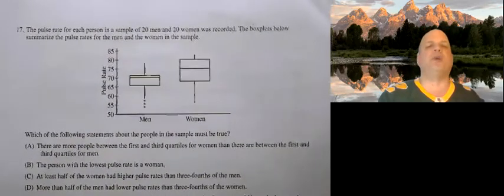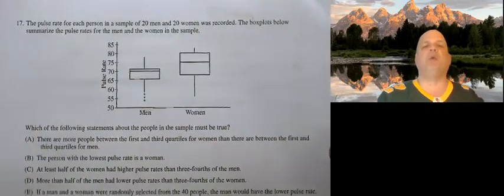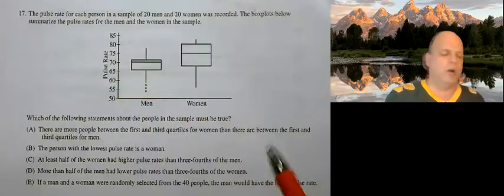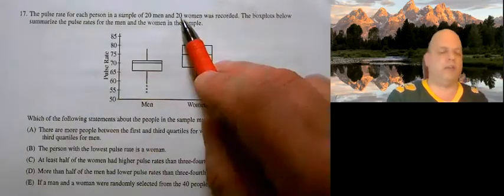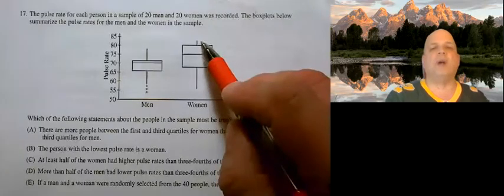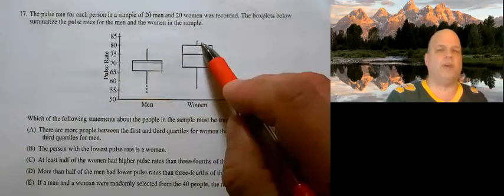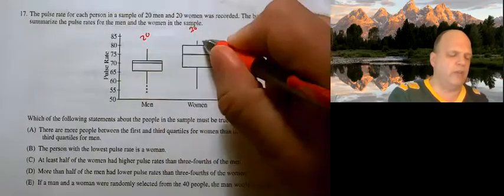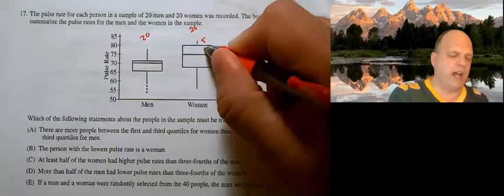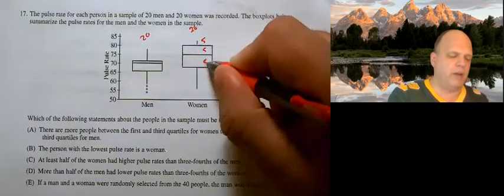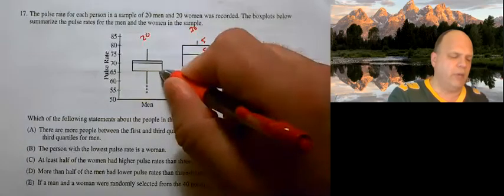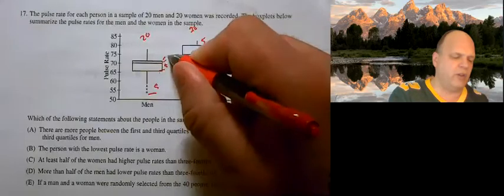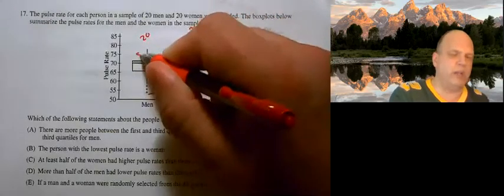Number 17, the pulse rate for each person in a sample of 20 men and 20 women. Okay, so we have equal size samples. That's important to note, because each one of these box plots represents 20, so each section represents 25%, and each one had 20 people. So this is 5 people here, 5 people here, 5 people there, and 5 are there. From here to here is 5, then 5. This little bitty section is also 5, and this section right here is 5.